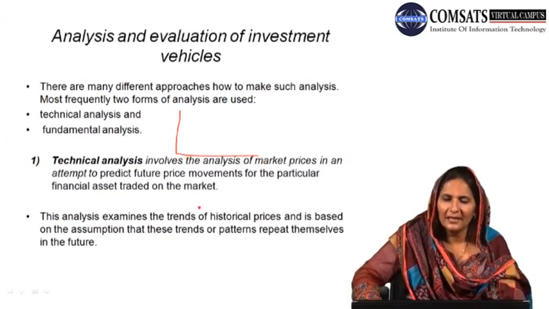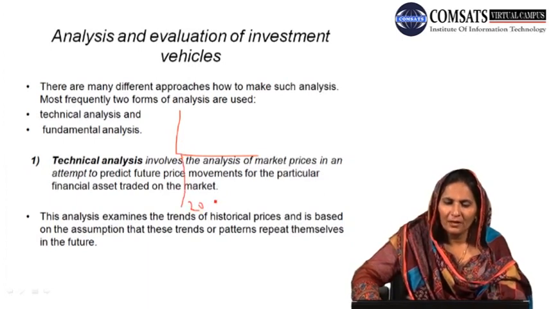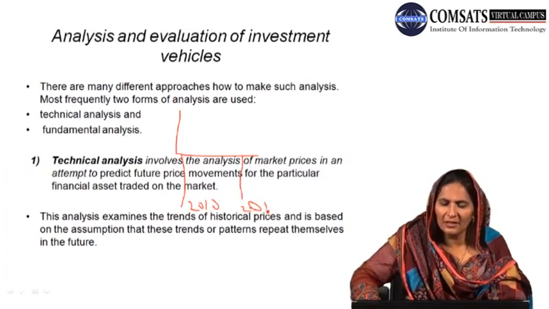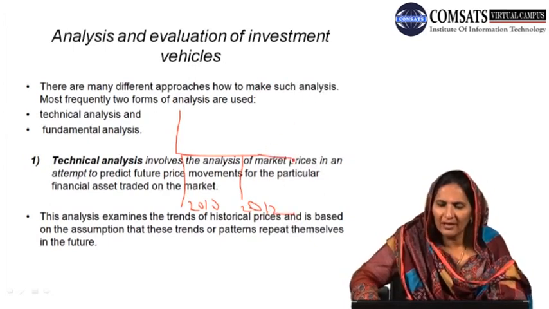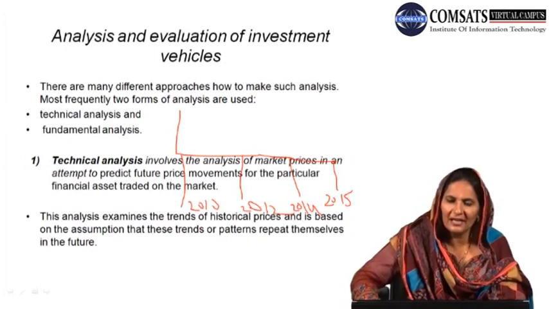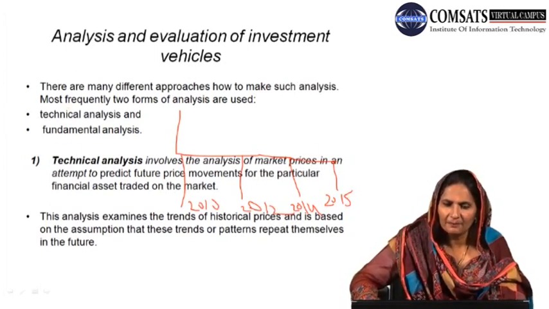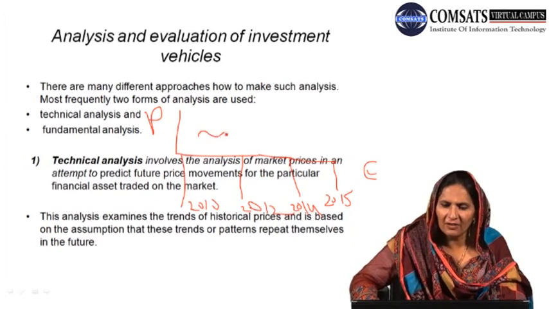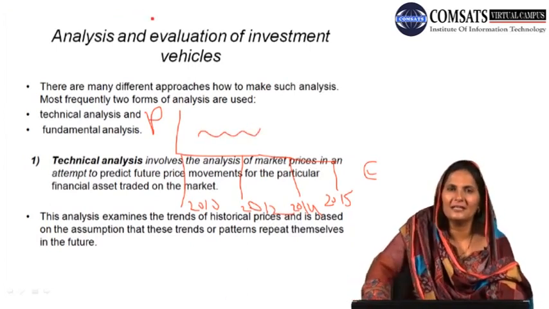For example, if we say this is the time period, let's say 2010, and next is the time period 2012, and then we have 2014. We have to analyze the behavior of the prices of this particular asset over this time period, over the past time period and over the future time period. For example, 2015, and we see that on the vertical axis we have the price of the investment. Price of the investment tells us what is the trend that this particular vehicle is following.